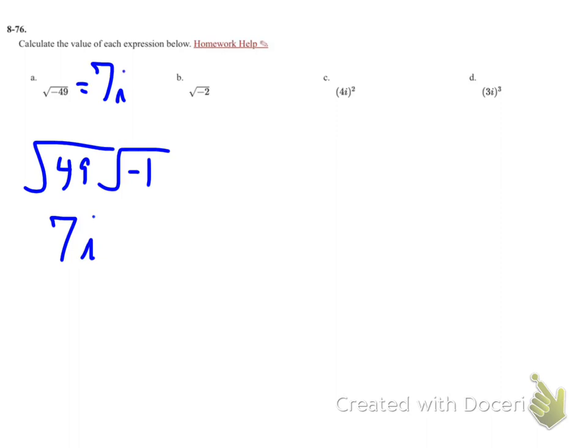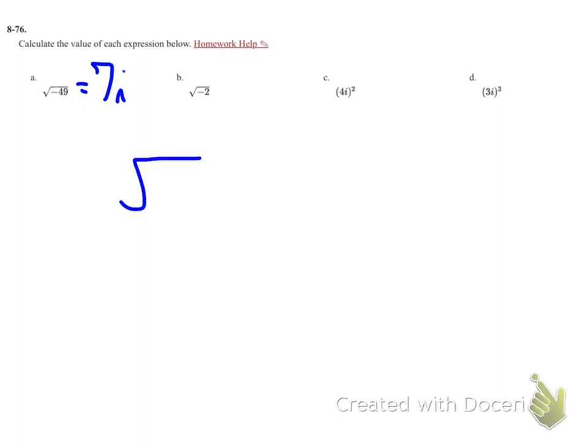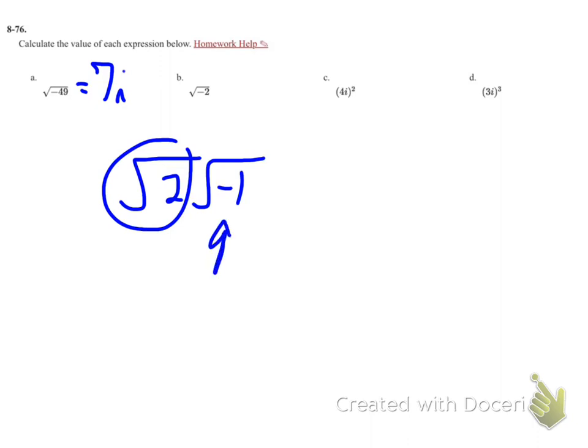Problem B. We're going to do something very similar, breaking it into the square root of 2 and the square root of negative 1. The square root of 2 cannot be simplified. The square root of negative 1 is i, so the answer would be the square root of 2 times i. Normally, when you have something written with a radical, that comes last, so I'm just going to switch the order around: i square root of 2.